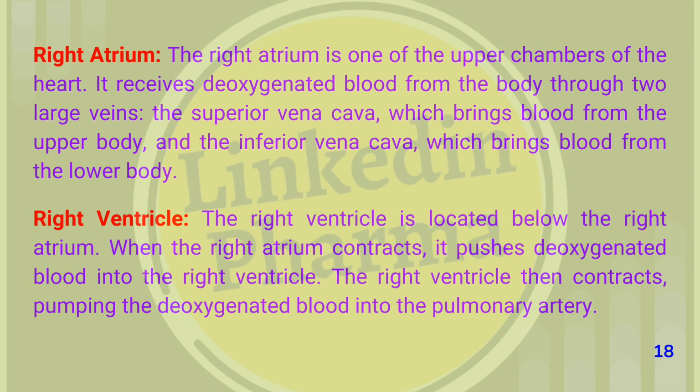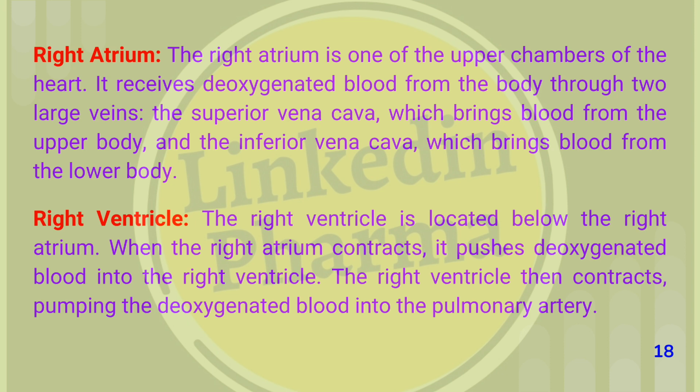Right atrium. The right atrium is one of the upper chambers of the heart. It receives deoxygenated blood from the body through 2 large veins, the superior vena cava, which brings blood from the upper body, and the inferior vena cava, which brings blood from the lower body.